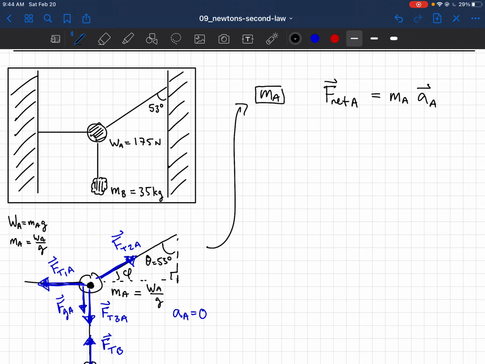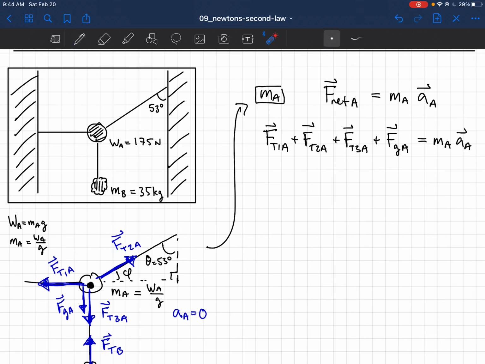Now we make it specific to the problem, so I have to write the sum of all the force vectors acting. There are 4 of them. So it's FT1A vector plus FT2A vector plus FT3A vector plus FgA vector is equal to MA aA. Notice I don't plug in either mg or that T3 thing that I found because those were expressions about magnitudes and these are vectors, so I'm not ready to use that stuff. So we continue.